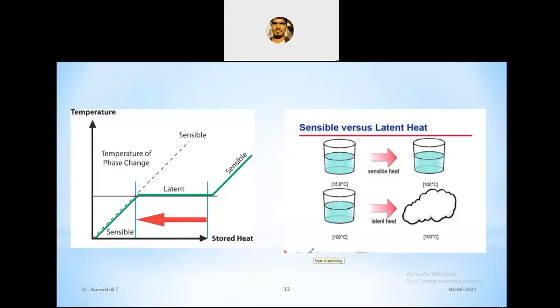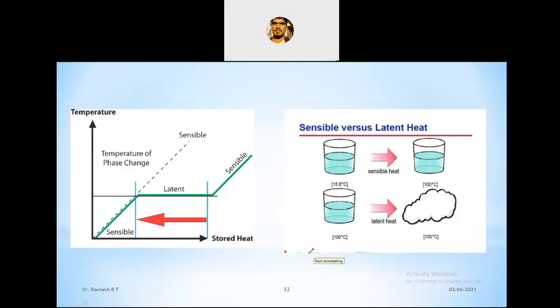Then what about sensible heat? Sensible heat is the energy required to change the temperature of a substance without a phase change. It won't change the phase. If it is liquid, it stays liquid, but only the temperature changes. If it is solid, it stays solid, and the temperature rises. If it is gaseous, it stays gaseous, and the temperature rises. That is what sensible heat is.